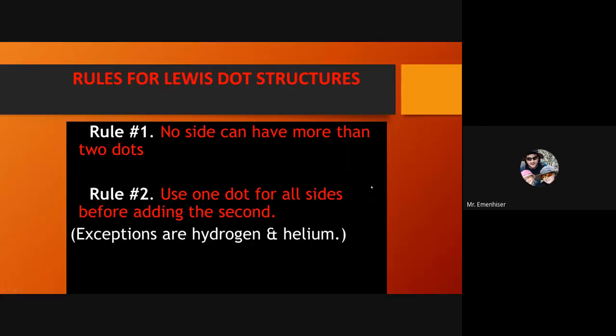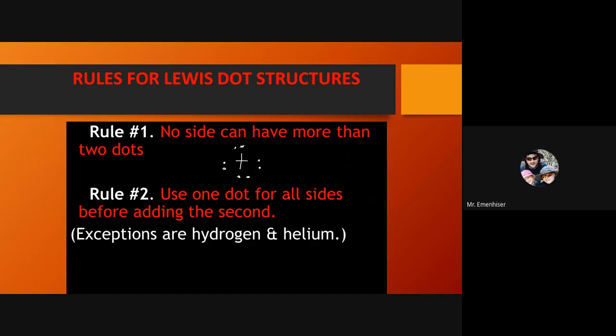What are the rules for dot structures? No side can have more than 2 electrons, or more than 2 dots. And you're supposed to try to put electrons in the 4 corners. So if you imagine north, south, east, west, you're supposed to only put 1 dot on each corner before you start pairing them up. The reason for that is because these electrons repel each other, and so they don't want to be paired up until they have to.